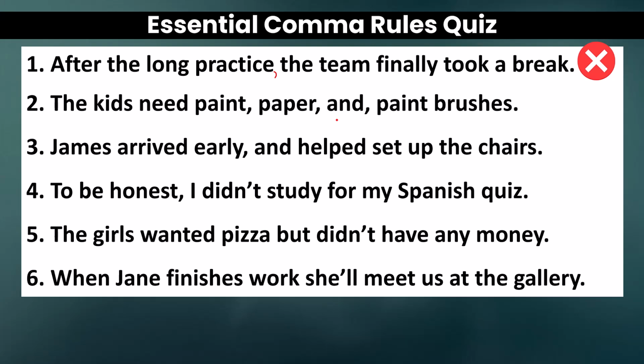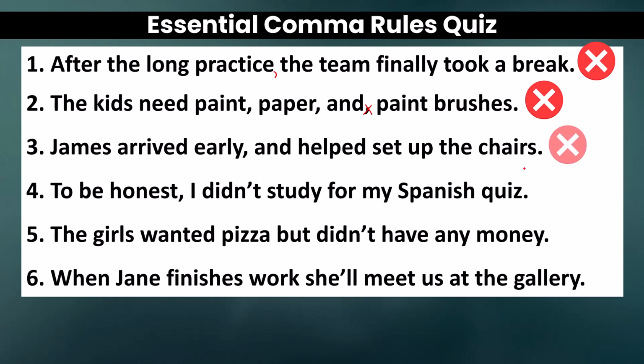Number 2 is incorrect. We have a comma here after and, which is incorrect. We only add commas after the items in the list before the coordinating conjunction. So the kids need paint, comma, paper, comma, and paintbrushes. This comma here after paper is the Oxford comma, so it is optional.